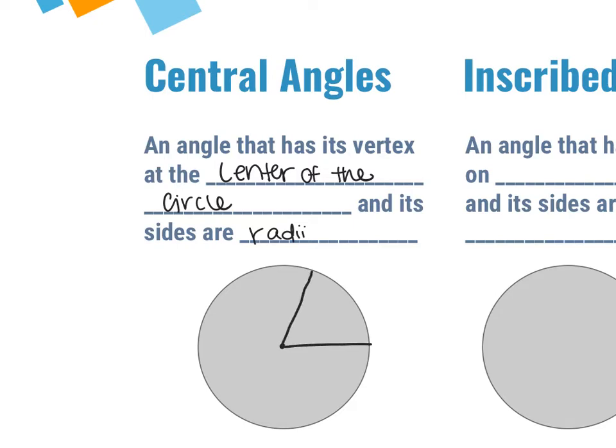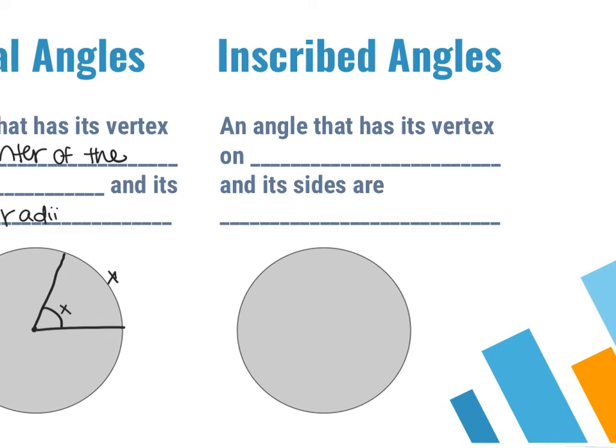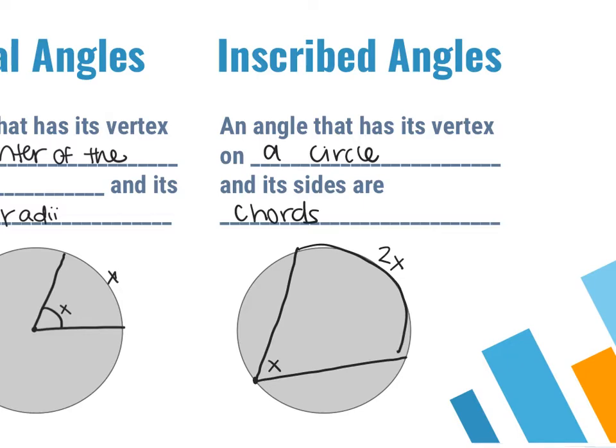And recall that that measure is the same as the measure of the arc. An inscribed angle is an angle that has its vertex on a circle, which means its sides are chords. So if my vertex is on a circle and I draw in some chords, that's my inscribed angle. And that angle is always half as big as the intercepted arc, so the arc that is on the other end of that angle.